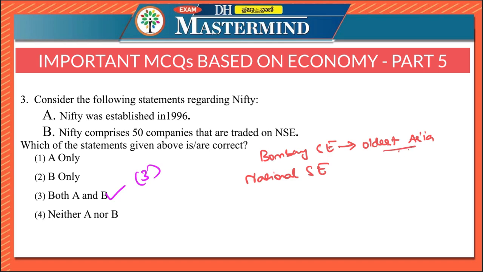So, this Bombay index has Sensex, and Sensex comprises 30 companies that are traded on Bombay Stock Exchange, while National Stock Exchange has Nifty 50, or it is simply called Nifty, and it comprises 50 companies that are traded on National Stock Exchange. It is a benchmark index of National Stock Exchange, and it was introduced in the year 1996.